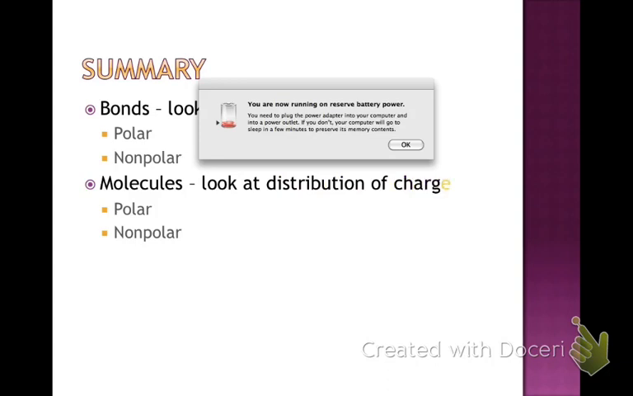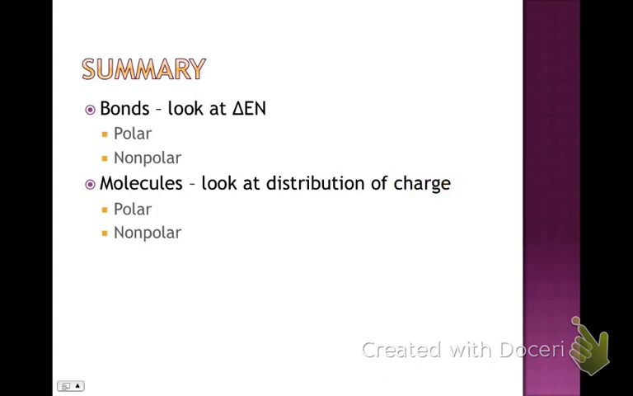If you want to know if the molecule... oh look, my battery's low. Hold on, almost done. If you want to look at the molecules to see if they're going to be polar or nonpolar, look at the distribution of charge. So look for any lone pairs and symmetry. If it's polar, it has unequal distribution of charge and is asymmetric. If it's nonpolar, it has equal distribution of charge and is symmetric.